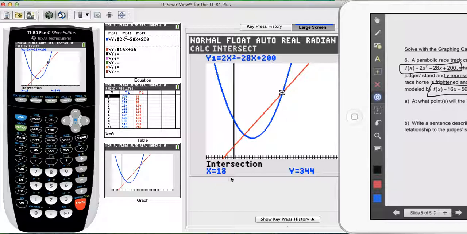Now the first intersection is 18, 344. Write that down. It means the horizontal distance is 18 and the vertical distance is 344. This is what x and y stand for in this problem.